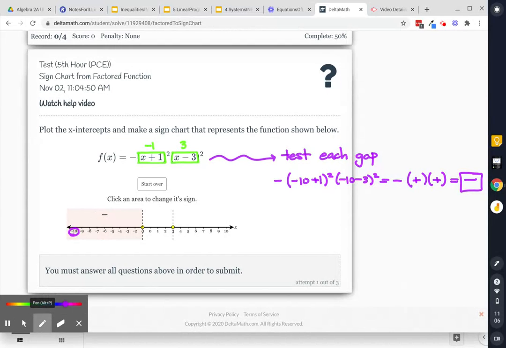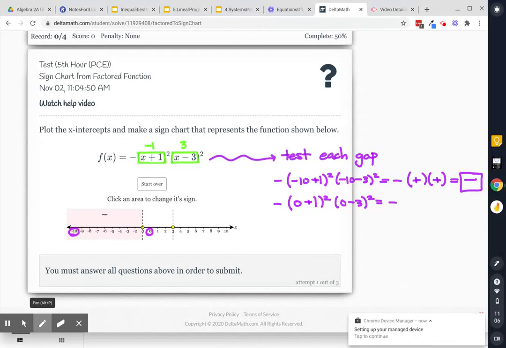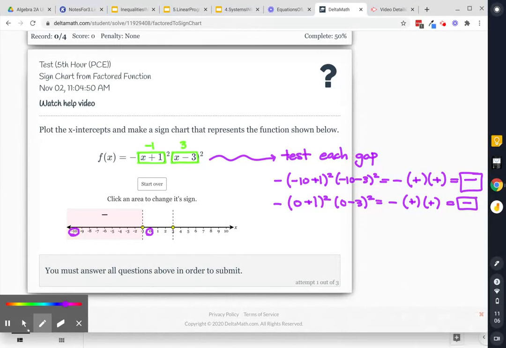Now I go into the next gap. I'm going to use 0. I love using 0 wherever I can. Negative 0 plus 1 squared, 0 minus 3 squared. The negative in front stays. Anything squared kicks out a positive answer. And my next gap is negative. So I come to my middle gap. I click.